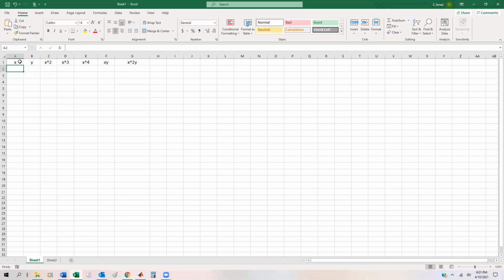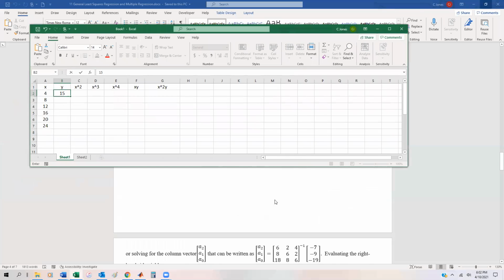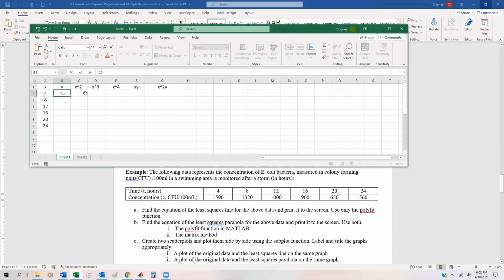All right. And remember our x data is 4, 8, 12, 16, 20, 24. And our y data, I'm going to see if I can do the same thing as before where I minimize it and just kind of look at this. So 1590. All right. There we go. 1320, 1000, 900, 650, and 560.